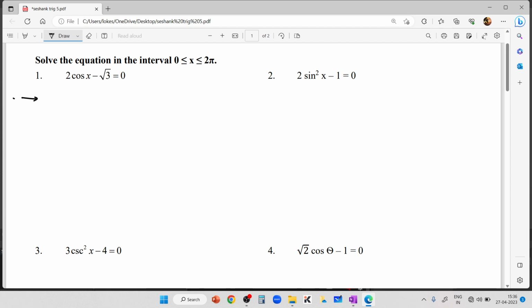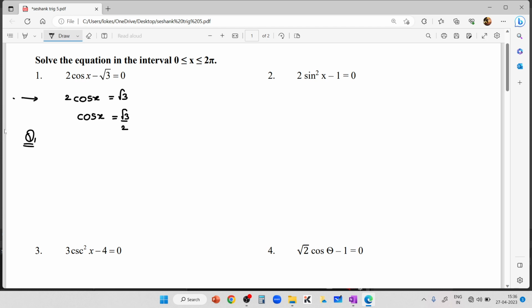To solve it, we will go with the traditional method. 2 cos x minus root 3 is equal to 0. That means 2 cos x is equal to root 3, so cos x is equal to root 3 by 2. We know that cos is positive in two quadrants, one in the first quadrant and one in quadrant 4. Let me find the answer in the first quadrant.